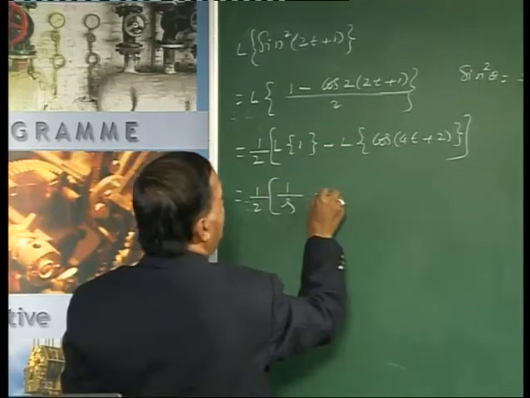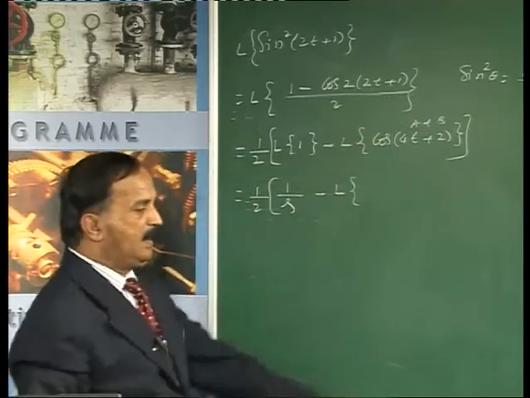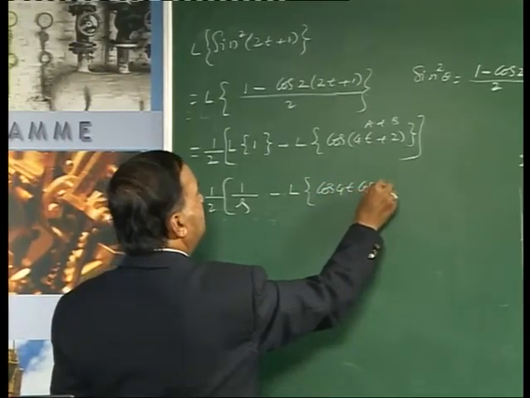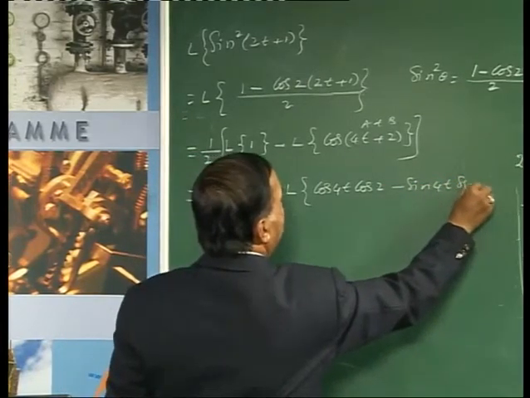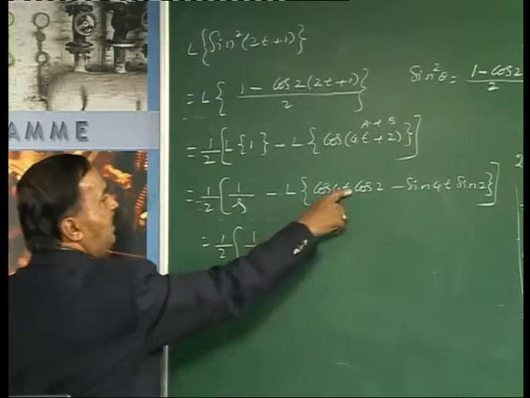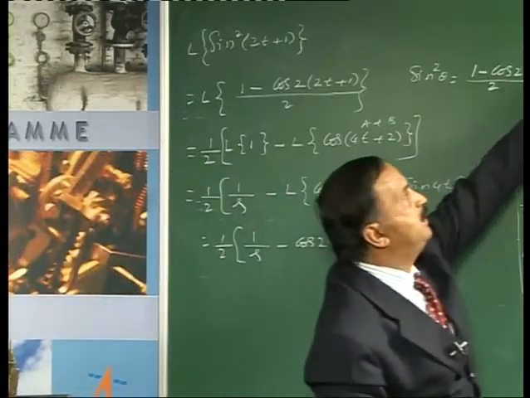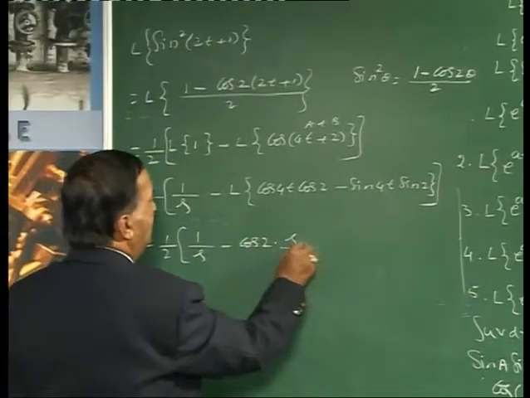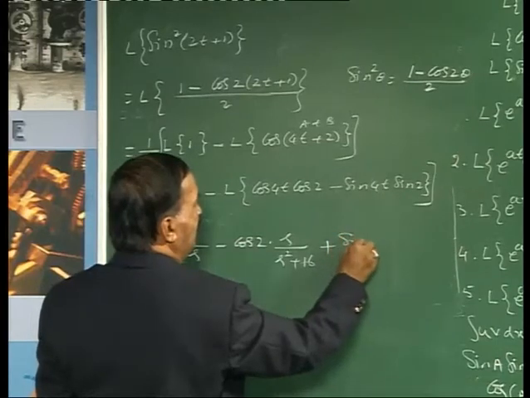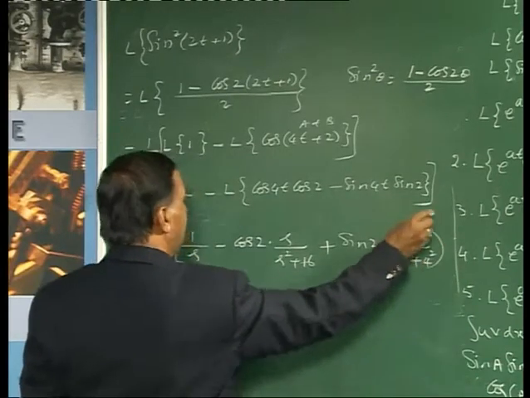by using that formula. And this is here minus L of, by using the formula here, L of cos of A plus B form. Cos of A plus B is cos A cos B minus sin A sin B, use that formula here. That means cos 4t into cos 2 minus sin 4t into sin 2. That is equal to 1 by 2 into 1 by s minus cos 2 is constant into L of cos 4t, put a is equal to 4, you will get the answer. That means s by s square plus 4 square, 16, plus, minus into minus plus, sin 2 is constant, you can take outside. L of sin 4t is here 4 by s square plus 4 square, 16. This is the answer.